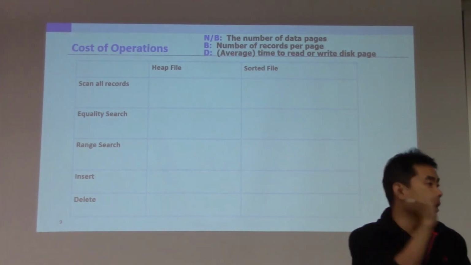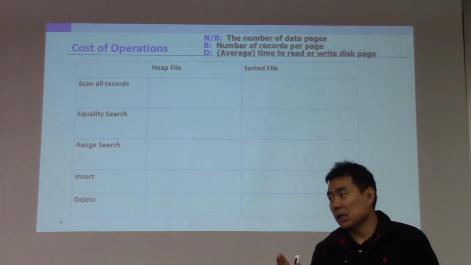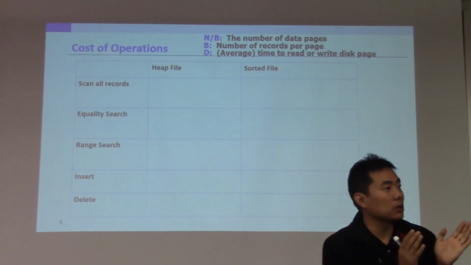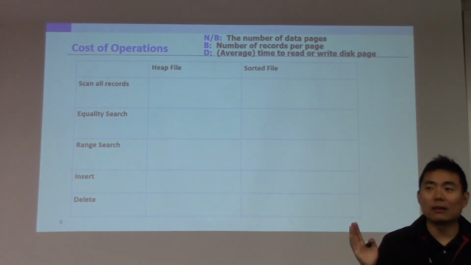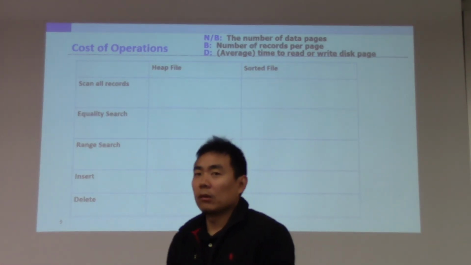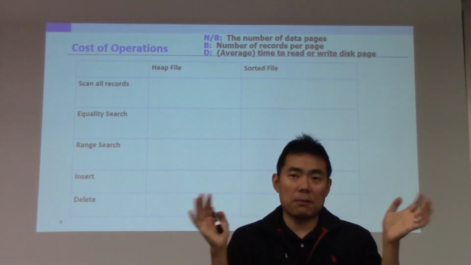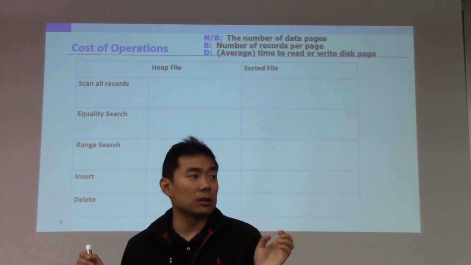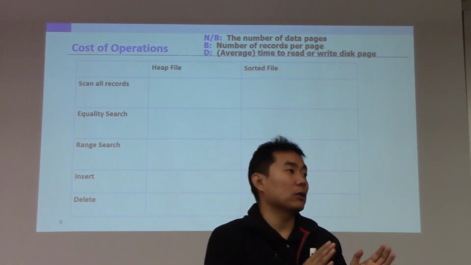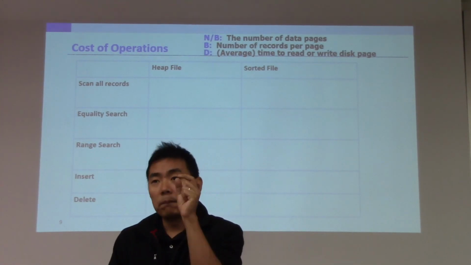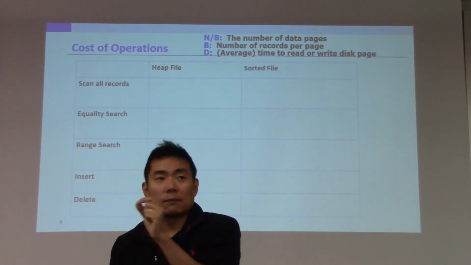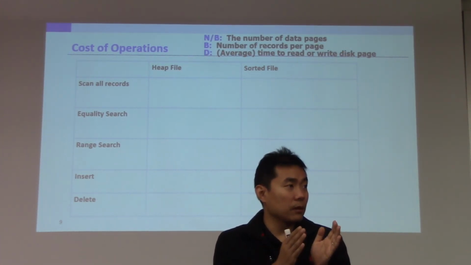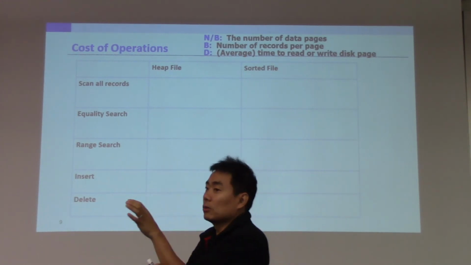A sorted file is also a heap file, but records on that heap file are sorted according to a particular attribute or a particular set of attributes. What do I mean by that? For example, you have a student heap file, but students are sorted according to their student ID, from the smallest to the largest. So that's a sorted file with respect to student ID. It's very important to notice that a sorted file is sorted with respect to a given attribute.